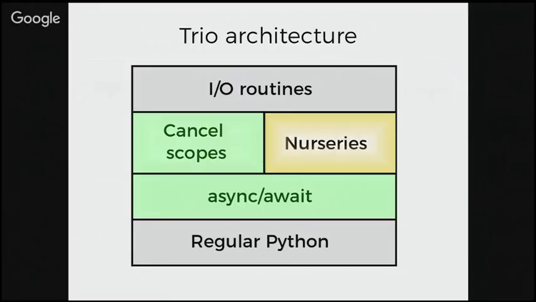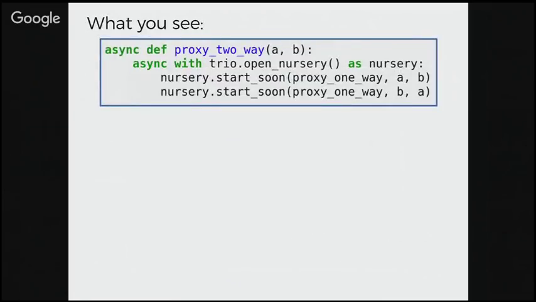And finally, nurseries, the last piece of Trio. This is sort of where the magic concurrency part happens. It better be, right? I told you this is the concurrency library, and I'm almost done describing it, and I haven't told you about concurrency. So this is a little bit weird. This is sort of the heart of Trio's ideas, actually.